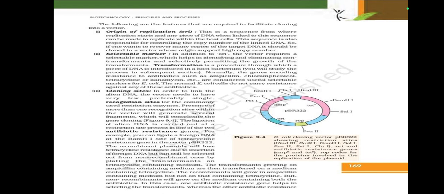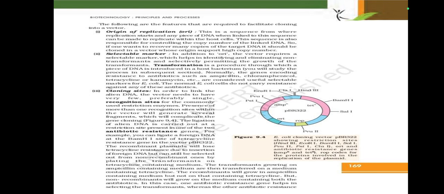Selectable marker. In addition to ORI, the vector requires a selectable marker, which helps in identifying and eliminating non-transformants and selectively permitting the growth of the transformants. Transformation is a procedure through which a piece of DNA is introduced in a host bacterium. You will study the process in a subsequent section. Normally, the genes encoding resistance to antibiotics such as ampicillin, chloramphenicol, tetracycline, or kanamycin, etc.